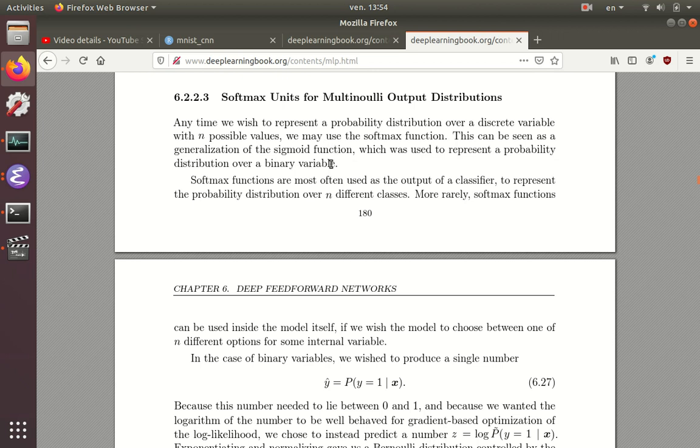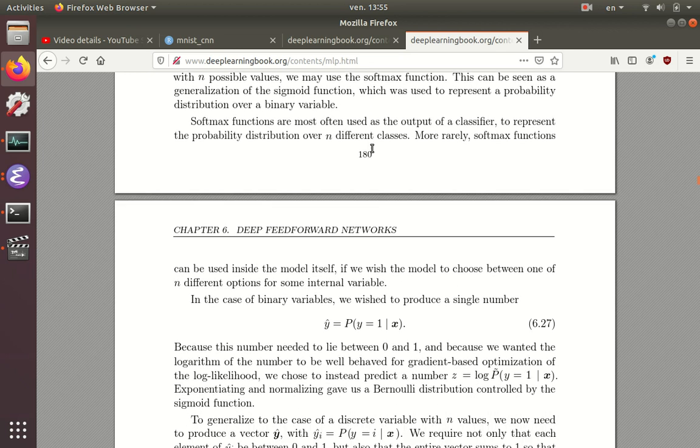a binary variable, right? Remember the sigmoid function took real numbers as inputs and outputs probabilities between 0 and 1. And so the softmax unit is basically going to be doing the same thing, but for any number of classes, not just 2.